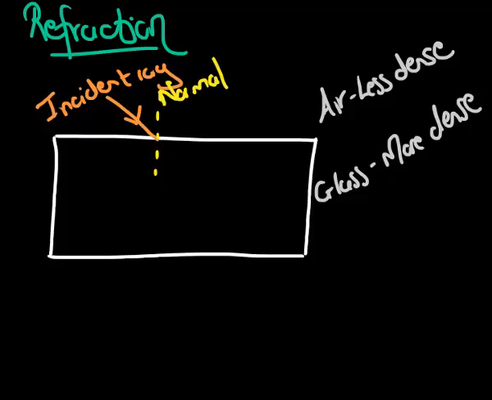Now if your light ray goes from a less dense medium to a more dense medium, we said in our previous lesson, then the light ray will bend towards the normal. That means it's not going to continue traveling straight through, it will bend slightly more towards the normal.